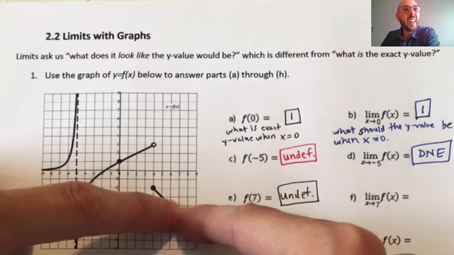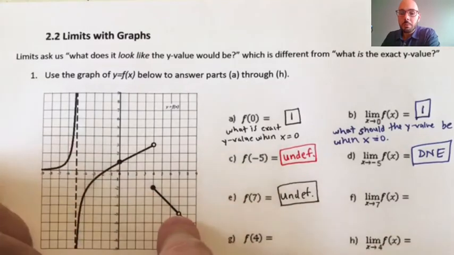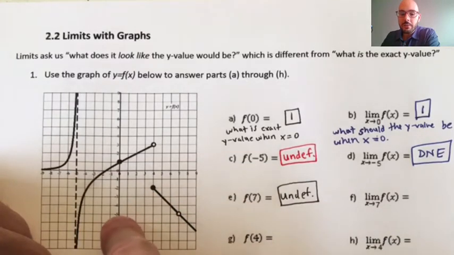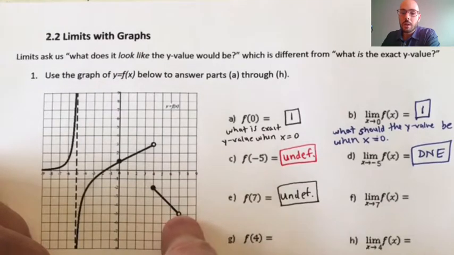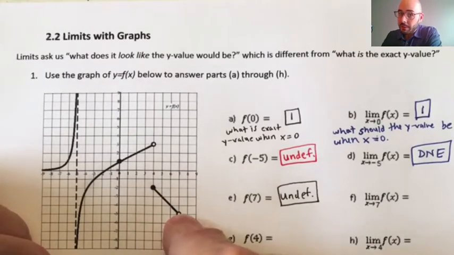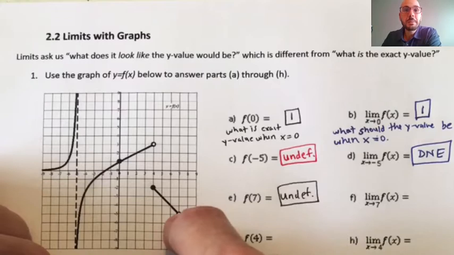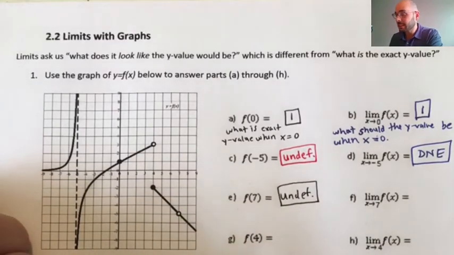And what would that y value be? It would be the y value here at -5. That's the y value of what that point would be if it was filled in. So that's going to be the limit. The limit does exist, and it is -5.